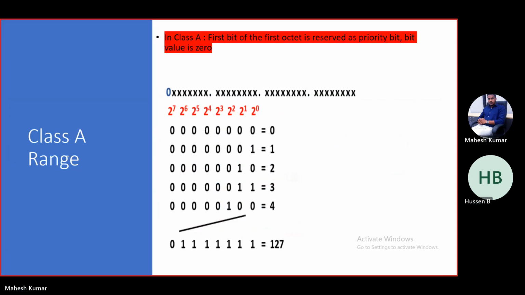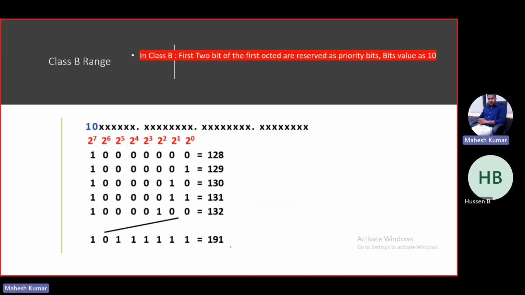In class A, the first bit of the first octet is reserved as a priority bit, and its value is zero. The same thing I explained to you. Class B also tells the same thing: the first two bits of the first octet are reserved as priority bits, with value 10. The rest will be ones.